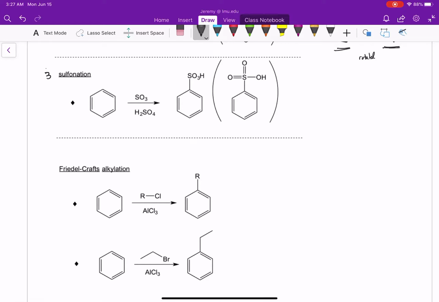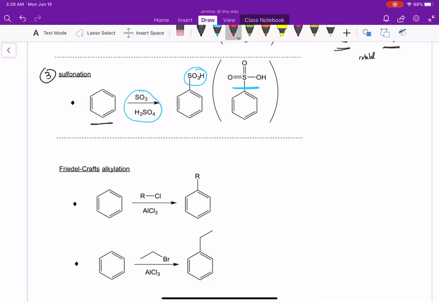Our third reaction is a sulfonation reaction. Again, we start with benzene. Now we're going to treat this with SO3 and H2SO4, and that will add a sulfonate group here. Here I've drawn that out for you. This is benzene sulfonic acid.